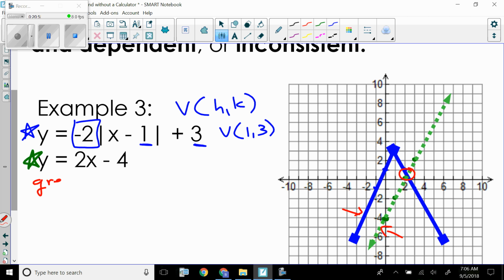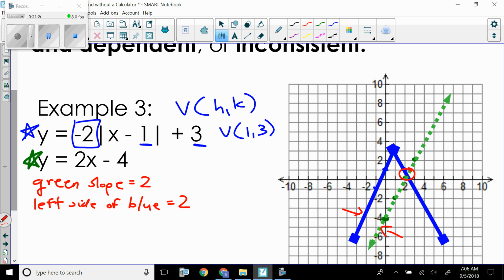Green slope equals 2. The left side of the blue has a slope. Okay, now I see the negative 2 out here. But remember, that's the right side. That's why you have to go right. The left side of the V there, that slope is actually 2.